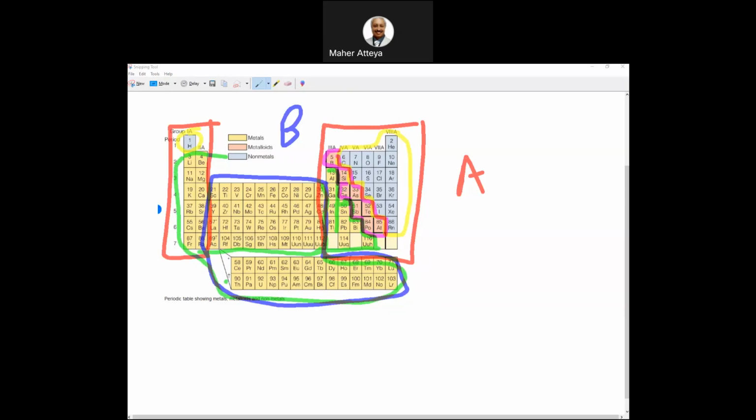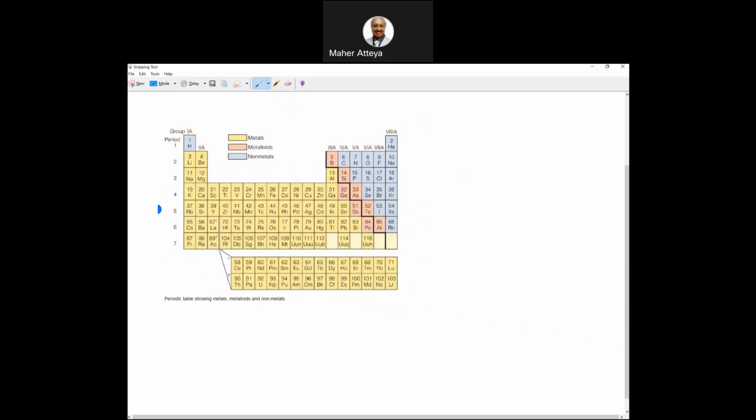We have mercury here. Mercury is a metal. However, it is liquid. Mercury is a metal, but it is liquid. So that's an exception to the rule we have. So the majority of the metals are solids, with some exceptions: mercury is liquid.